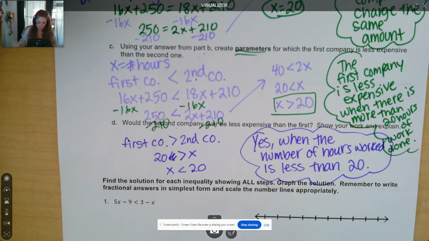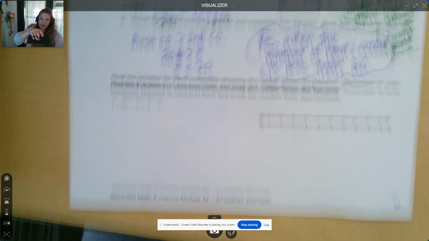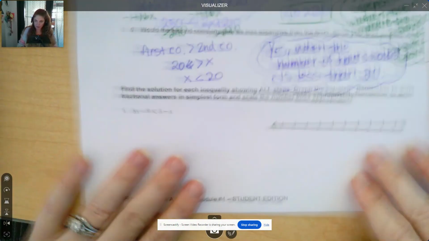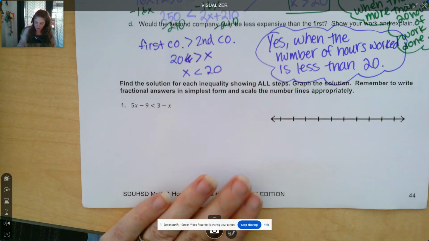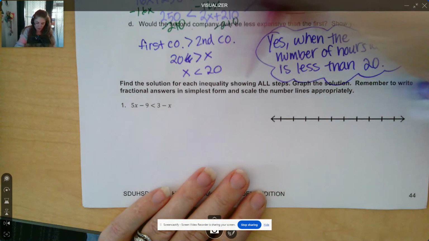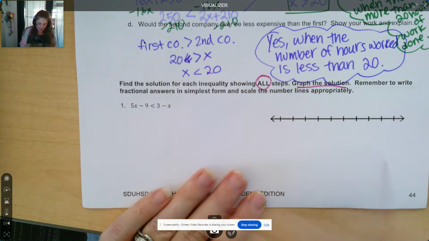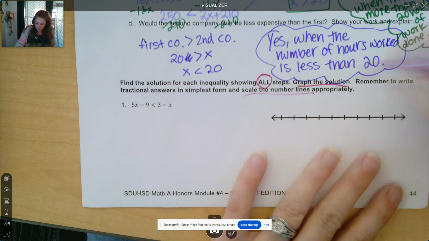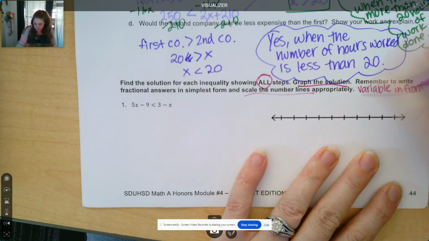Awesome. So taking a look, we're going to solve a couple of inequalities. I'm going to do the odds with you, and then you're going to work on the evens and check your work with me at the end. So we are going to find the solution for each inequality showing all of our steps. We're going to graph our solution. We're going to write fractional answers in simplest form, scale the number lines appropriately, and we're always going to write variable in front, or variable first.